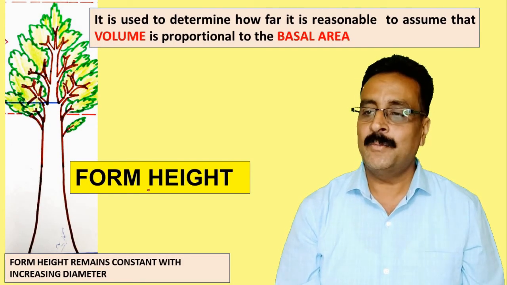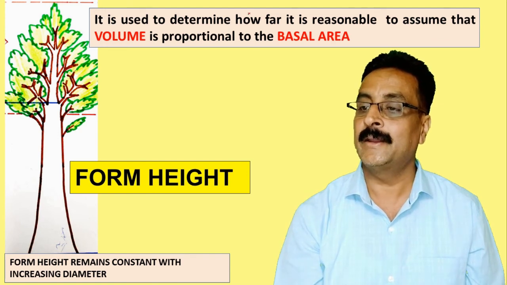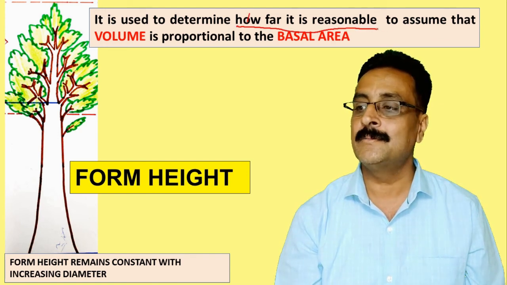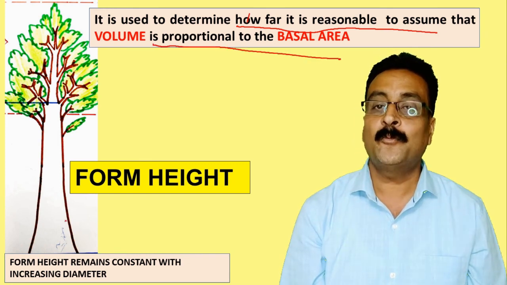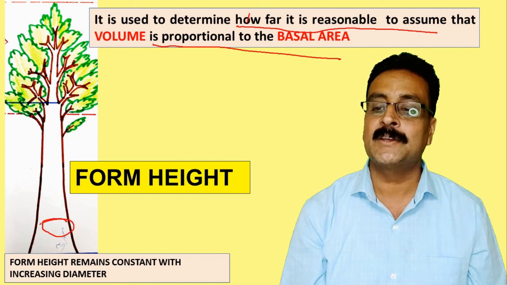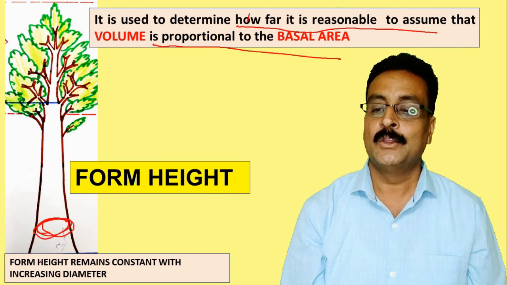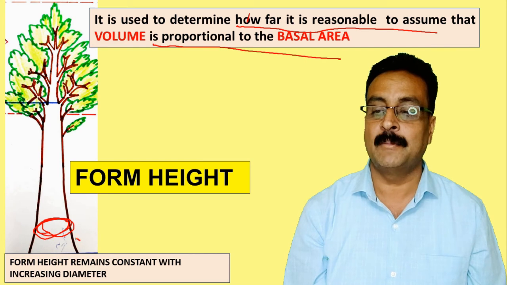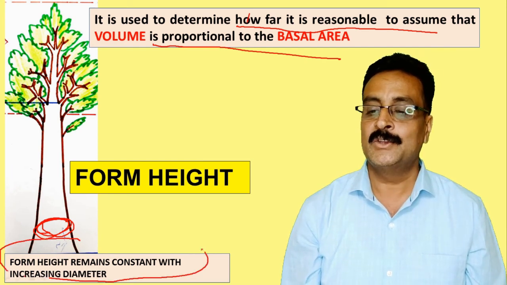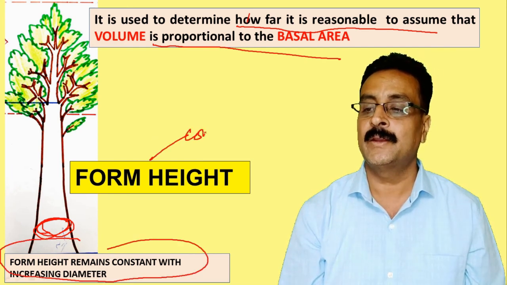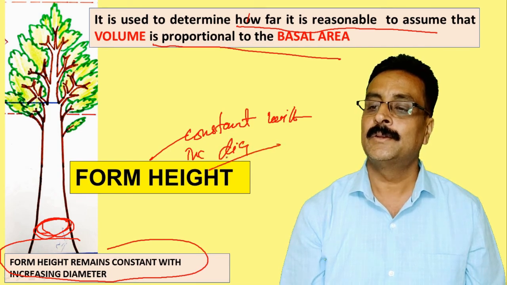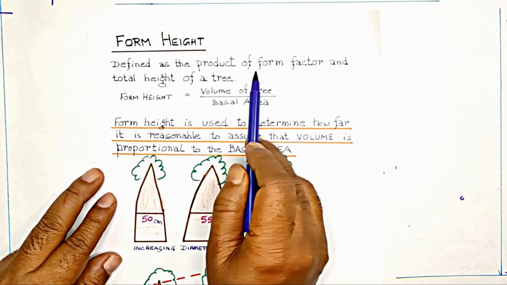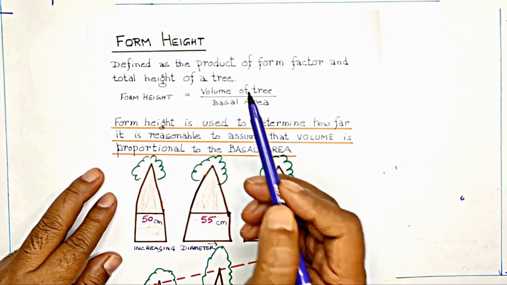So form height. What is form height? Form height is used to determine how far it is reasonable to assume the volume is proportional to basal area. We will understand this one. The form height remains constant with increasing diameter. This is very important: the form height should remain constant with increasing diameter. Form height is defined as the product of form factor and the total height of a tree.